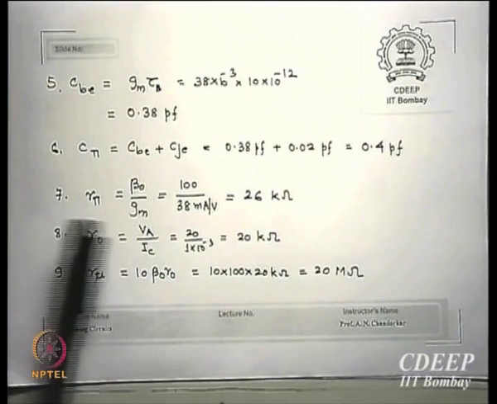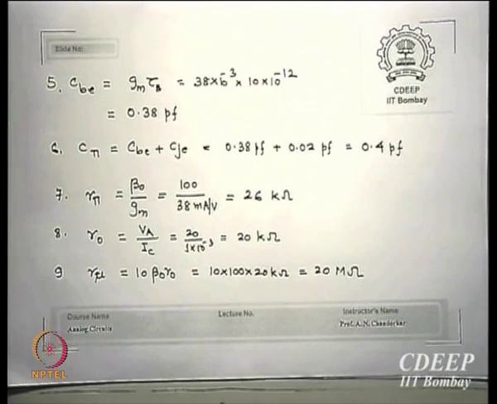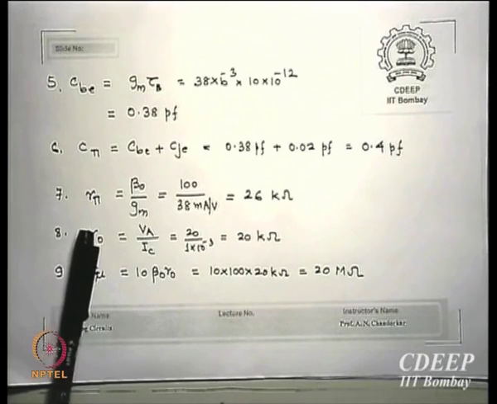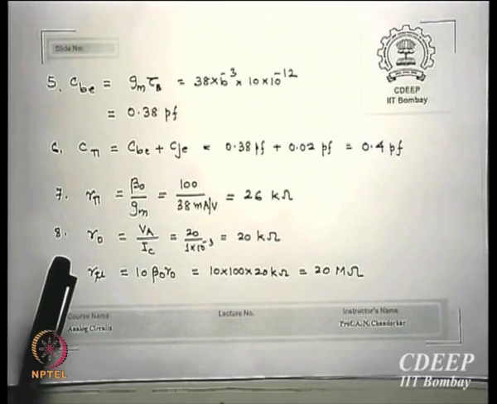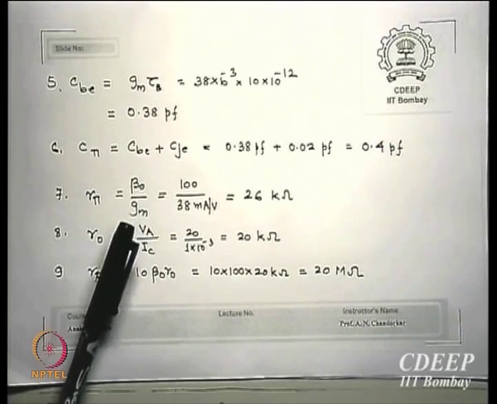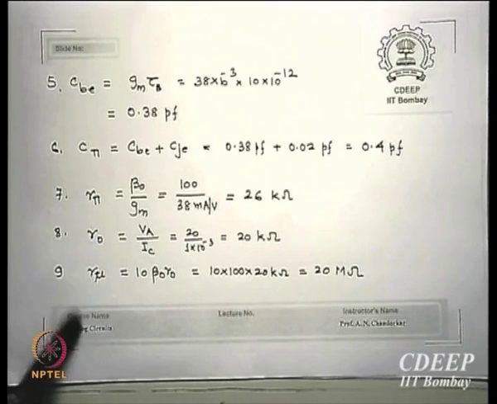So, that is most important, what values you are operating. Please remember, R pi has something to do with beta as well as GM, which is a function of collector current, and collector current is our biasing current. Is that correct? So, bias is also going to decide my R pi, bias is also going to decide my GM, and bias to some extent also decides beta 0, but normally it is treated as constant.